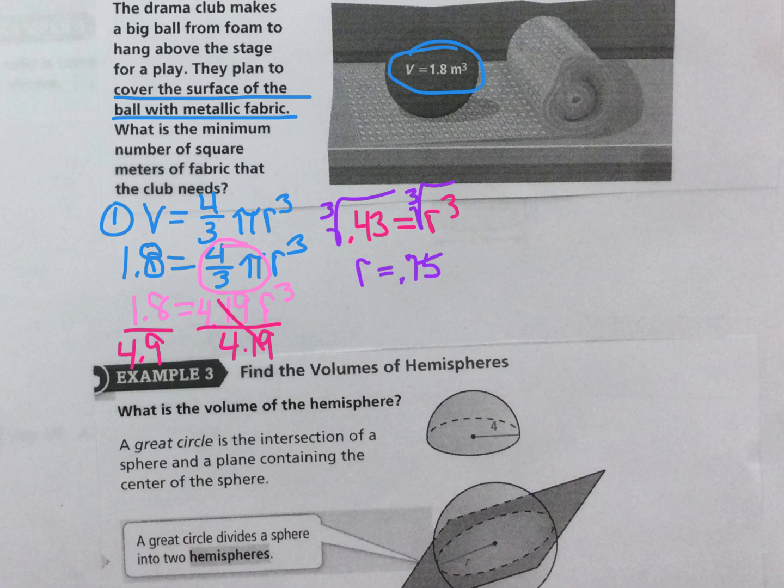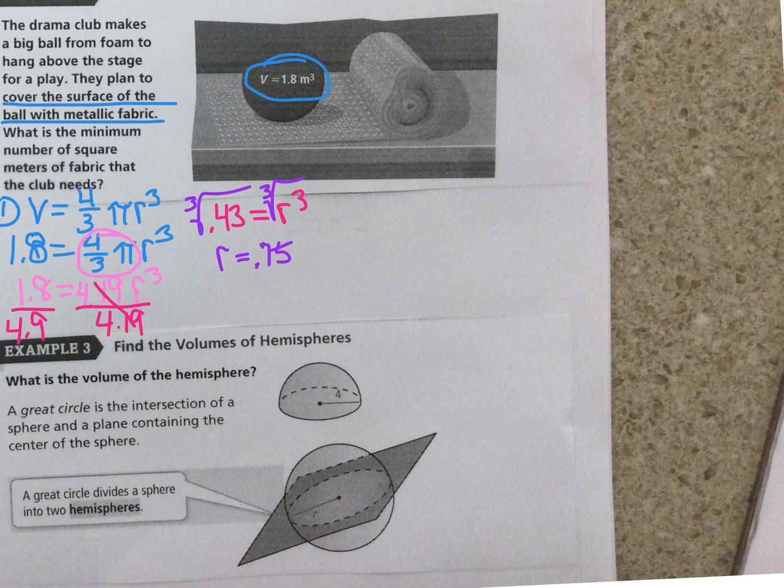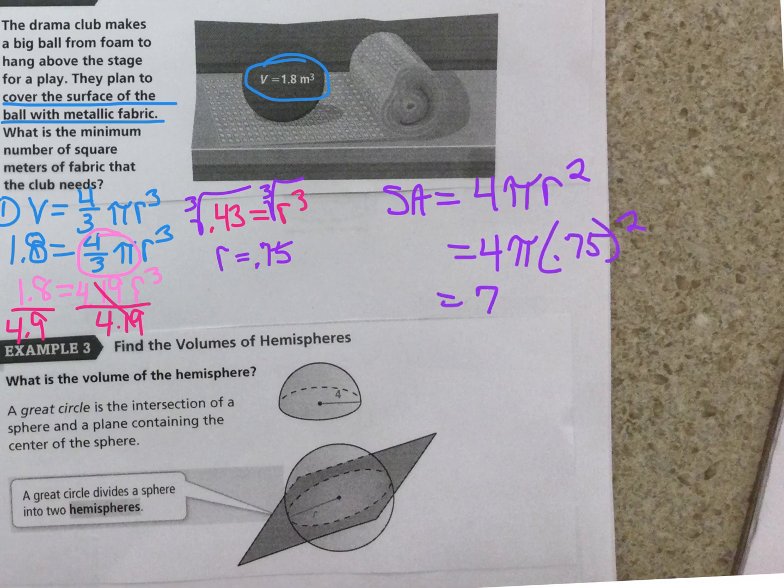All right, so the surface area of a sphere, which we're going to need, and I write it again later in here, is 4 pi r squared. So 4 pi times 0.75 squared. And you're given both of these formulas, volume of a sphere and surface area of a sphere, on the AOC.